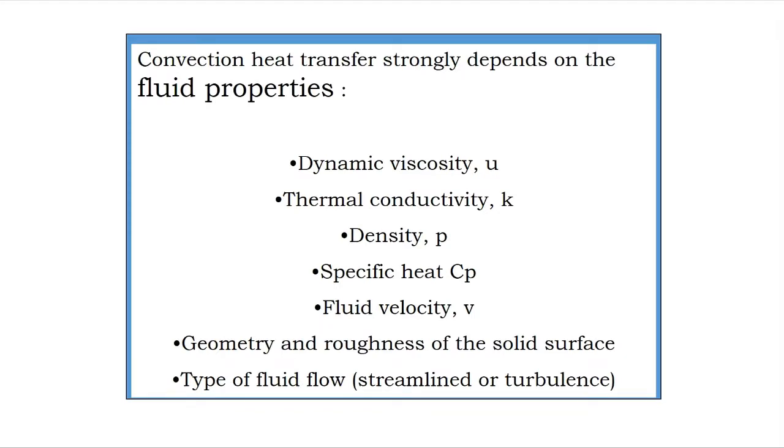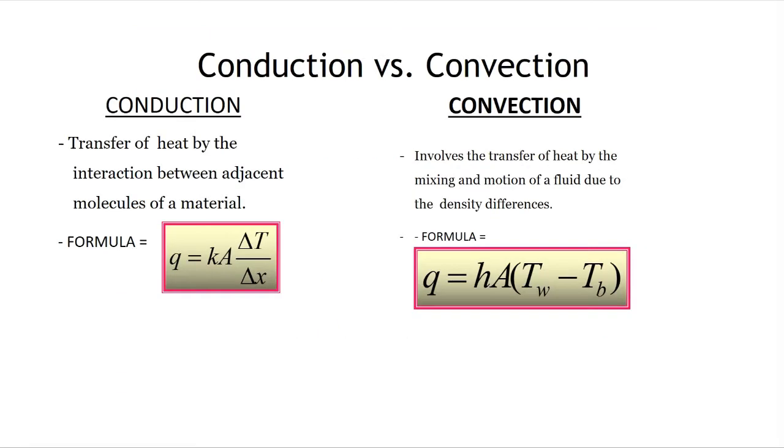Now, the fluid properties of convection heat transfer, because it strongly depends on these: dynamic viscosity μ, thermal conductivity k, density ρ, specific heat Cp, fluid velocity V, geometry and roughness of the solid surface, and the type of fluid flow, either streamline or turbulence.